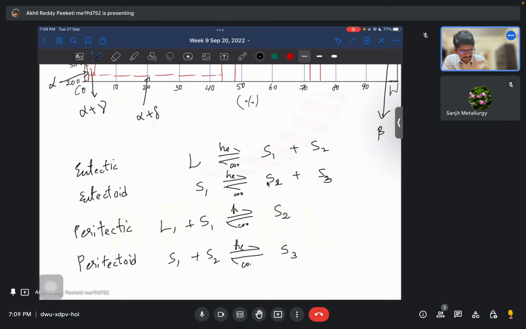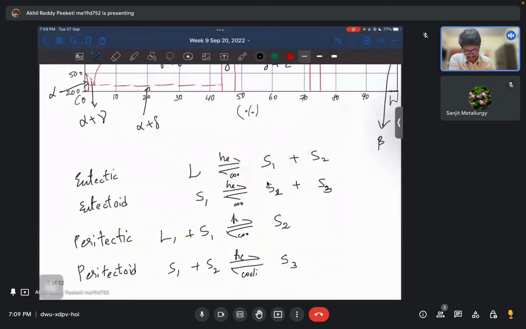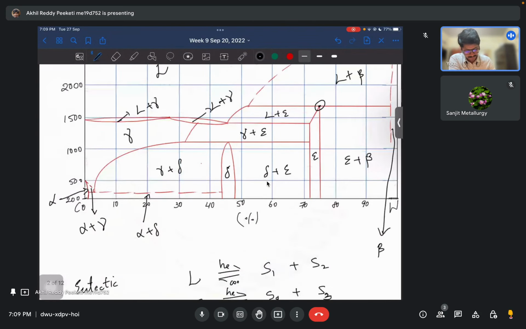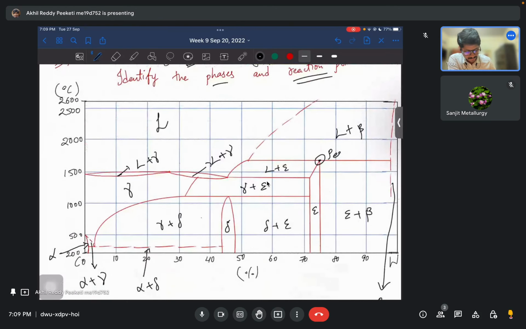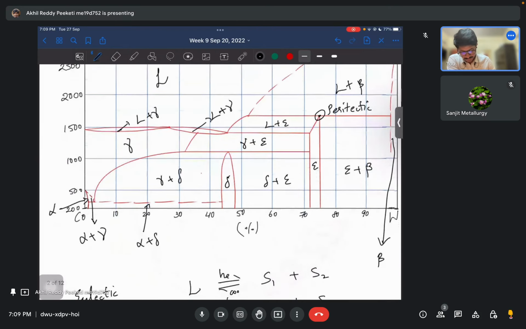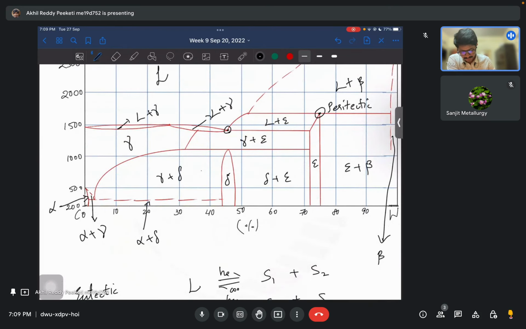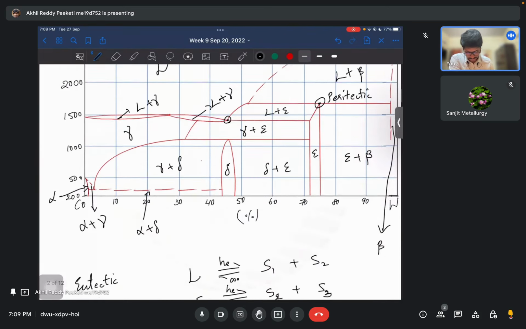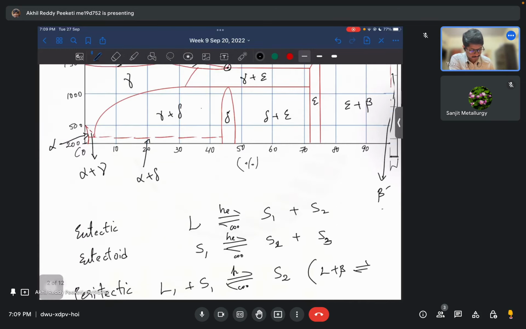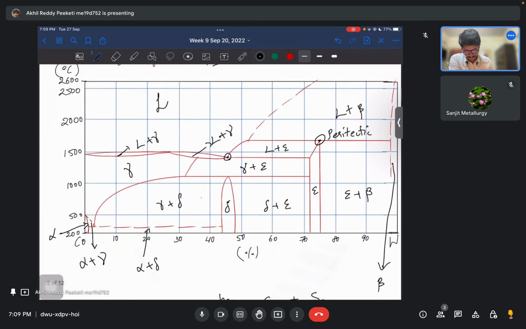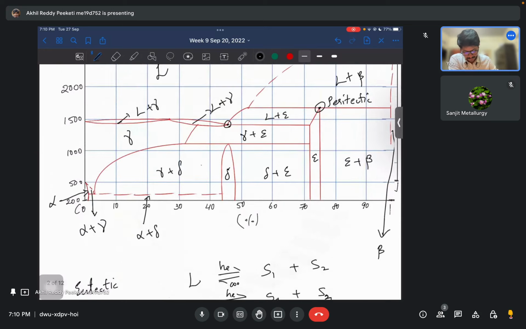Okay. So now we need to identify these points in this phase diagram. So here we have liquid plus solid converting to a new type of solid. So this is a peritectic point. Okay. Next. Here, if you see, we have liquid converting to two types of solids. Okay, so peritectic, here we have liquid plus beta converting to epsilon, and then here eutectic, liquid converting to two solids.